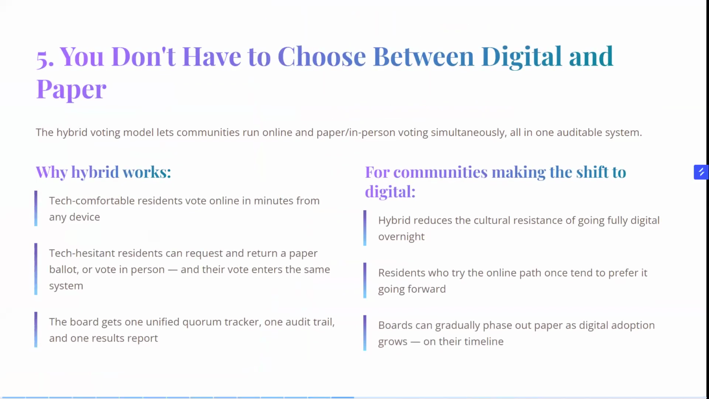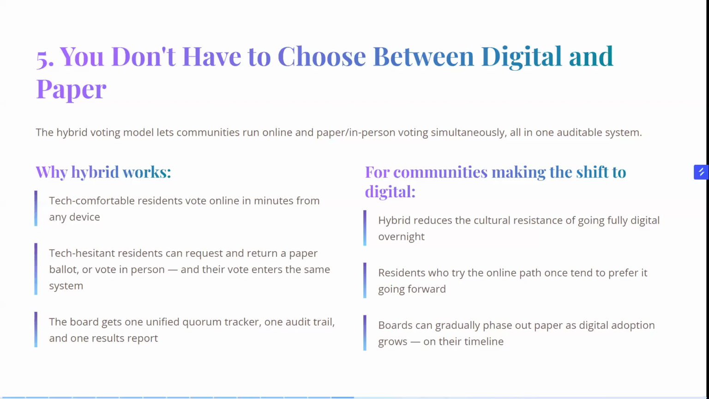And this next strategy tends to unlock board conversations that were previously stuck. Going digital does not mean abandoning paper. It means running both in the same system at the same time. A lot of boards resist online voting because they are worried about leaving certain residents behind. The hybrid model takes that concern off the table entirely.